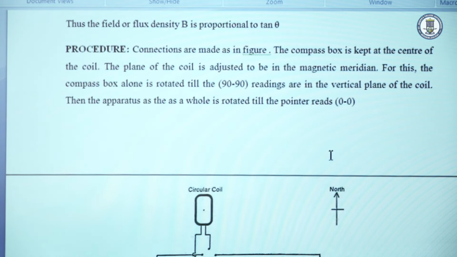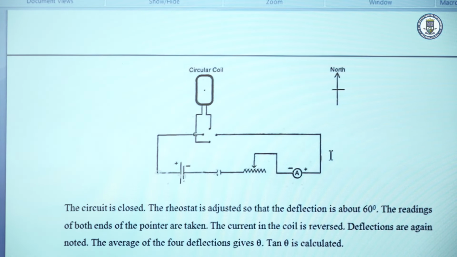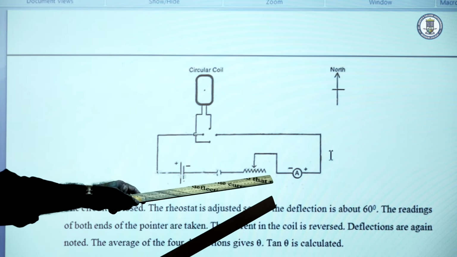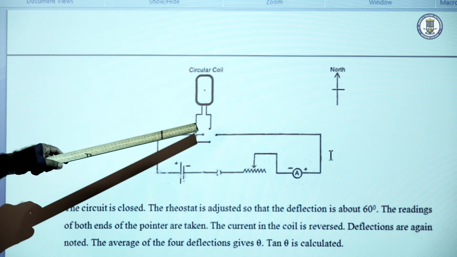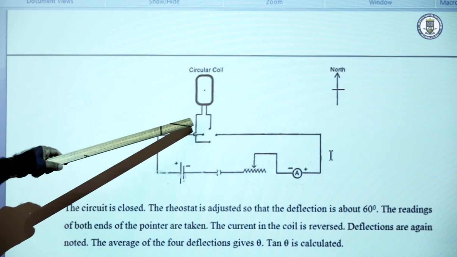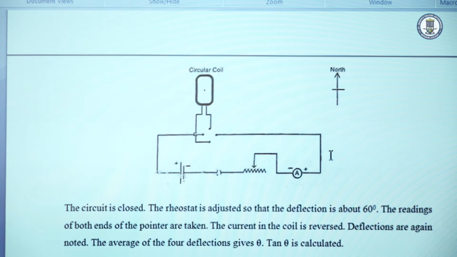Now coming to the adjustment of the circular coil apparatus. We have a power supply connected to a key, a rheostat and an ammeter, and the circular coil is included with the help of a commutator. The commutator is used to reverse the current in the circular coil.